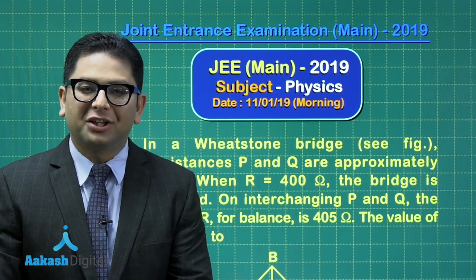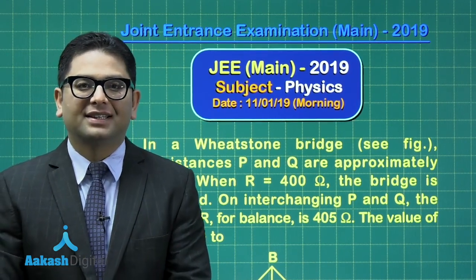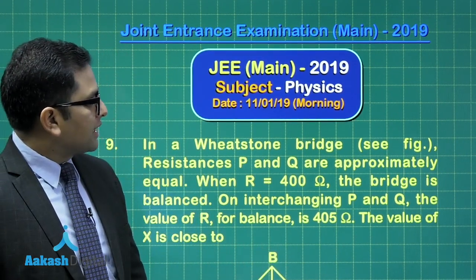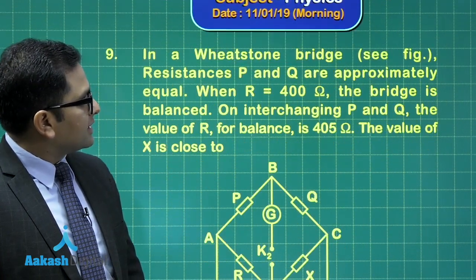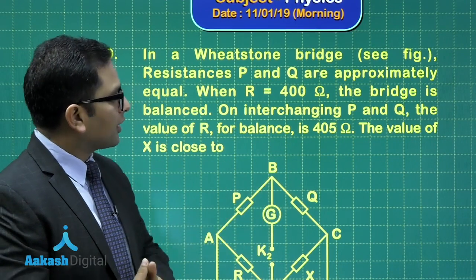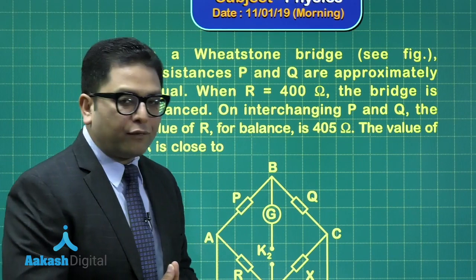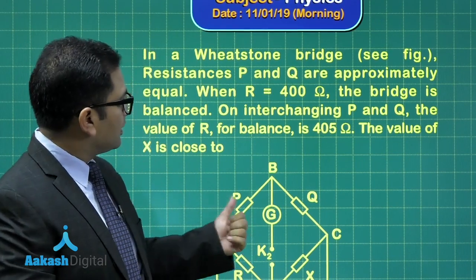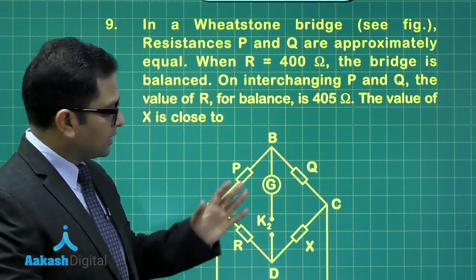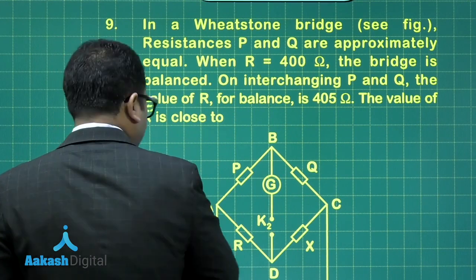Question number 9, the Wheatstone bridge circuit from the chapter current electricity. Let's see, and it's a very, very straightforward question, believe me. In a Wheatstone bridge, the figure is there. Resistances P and Q are approximately equal. When resistance R equals 400 ohm, the bridge is balanced. So here, when this is equal to 400 ohm, the bridge is balanced. Let's see, what does it say? It says something like this.